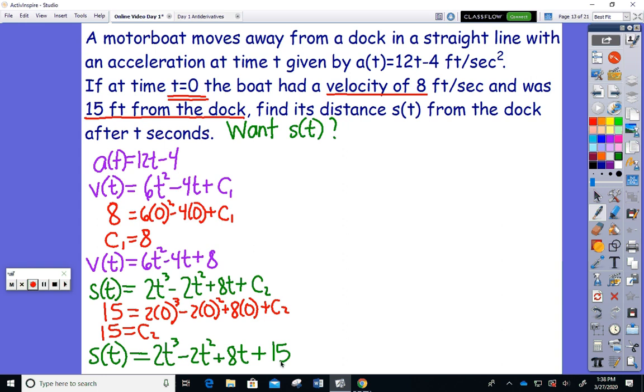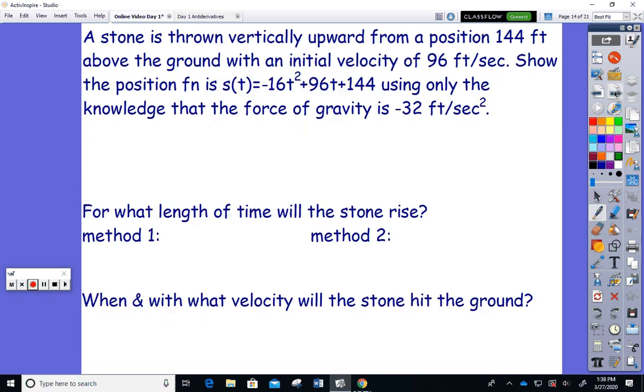Okay, and now, for instance, it might even say, according to all the work you've done, what's the position of the boat after 10 seconds? And so you would just do S of 10. So you could answer lots of questions now that you've got the particular solutions.